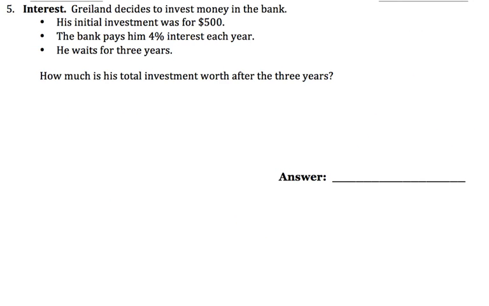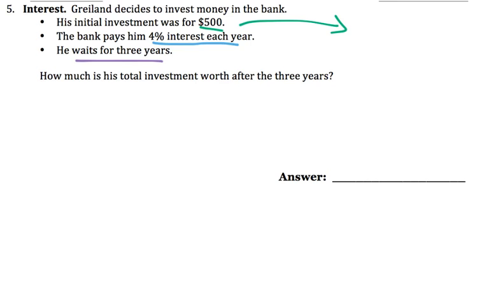Alright, and number 5 reviews interest. Graylin decides to invest money in the bank. His initial investment was for $500. So Graylin takes that and he puts it into a bank. The bank is happy to have his money, so they give him 4% interest every year. So he's making money just by letting the bank hold on to his. And then he waits 3 years.